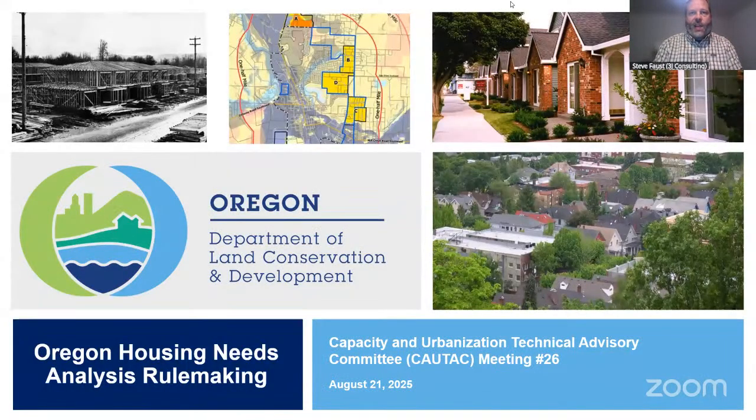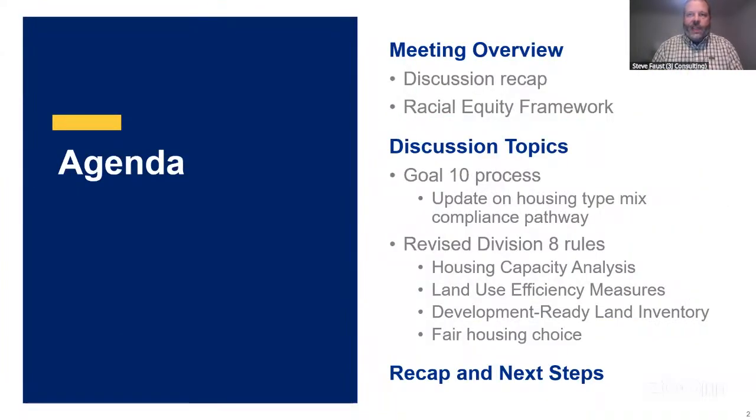Just to think back to our last meeting on August 7th, we talked about boundary location factors and parcelization and coordinating with public facility planning. And today we're going to take a step back to reflect on some of the discussions we've had thus far. So we're going to start with a big picture review of the Goal 10 process and hear an update on the contextualized housing need and housing type mix compliance pathway.